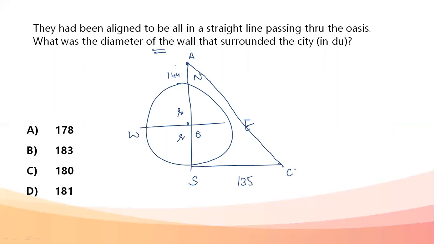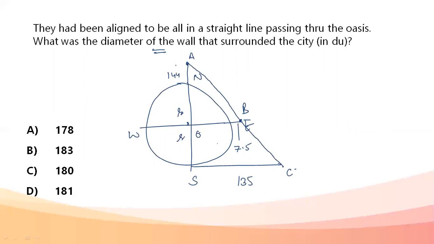Next, 135 to the south. Let this be C. And 7.5 to the east. Let this be point B. All three gates are represented as A, B, and C. Now, A is 144 du away from N, B is 7.5 du away from E, and C is 135 du away from S, and all are in a straight line. What I need to find is the diameter of the wall that surrounded the city.